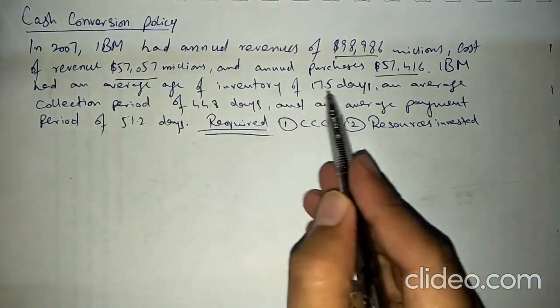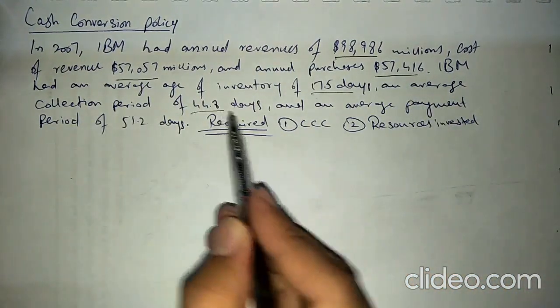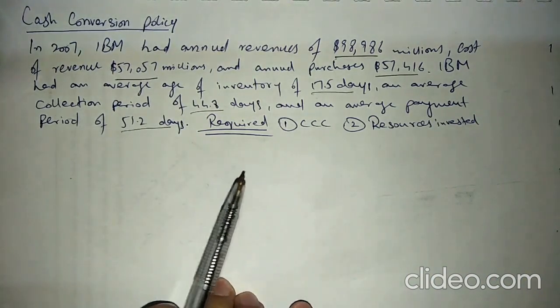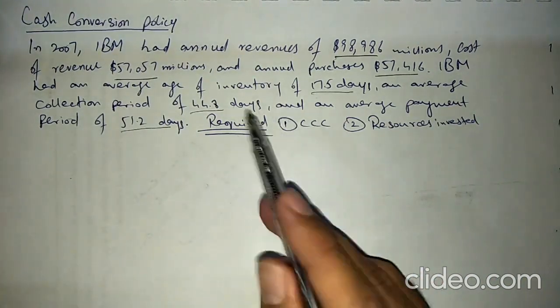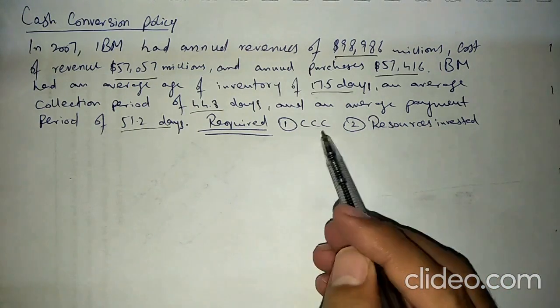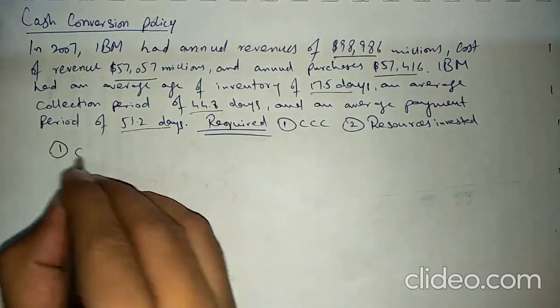Their average age of inventory is 17.5 days. Their average collection period is 44.8 days, and their average payment period is 51.2 days. Now our objective is to calculate a cash conversion cycle for this IBM company and the resources invested to support the cash conversion cycle. So first of all, we calculate the cash conversion cycle.